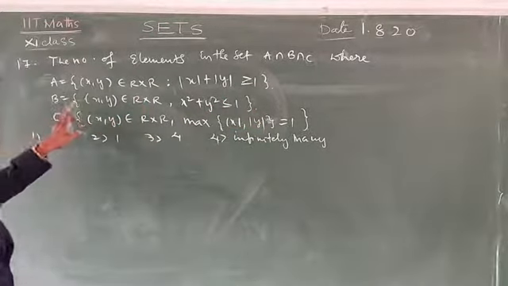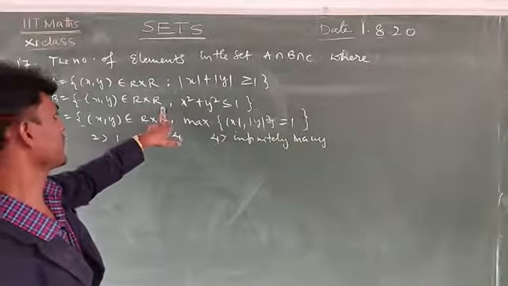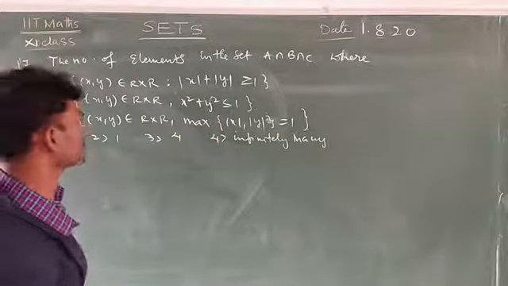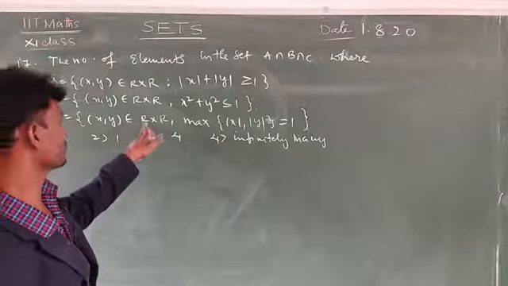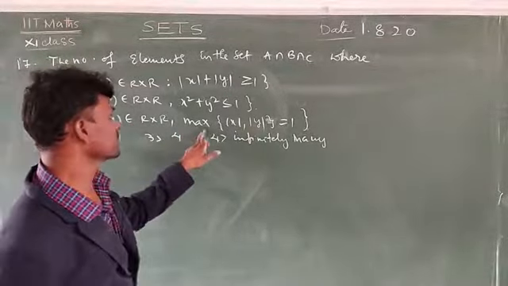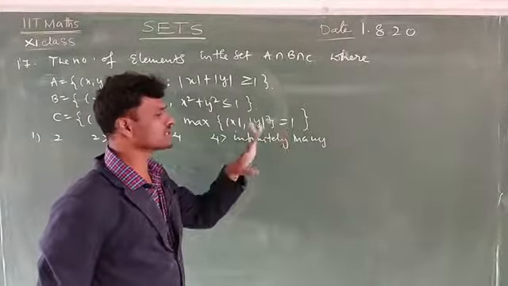Next, B is the set of ordered pairs (x, y) belonging to the Cartesian product of R and R, with x squared plus y squared less than or equal to 1. And C is the set of ordered pairs (x, y) belonging to the Cartesian product of R and R, where the maximum of modulus of x and modulus of y is equal to 1 only.